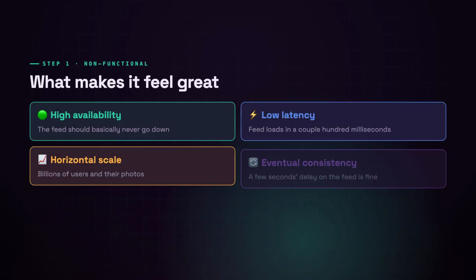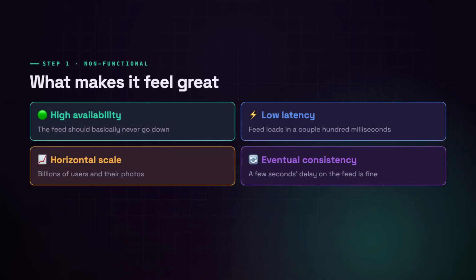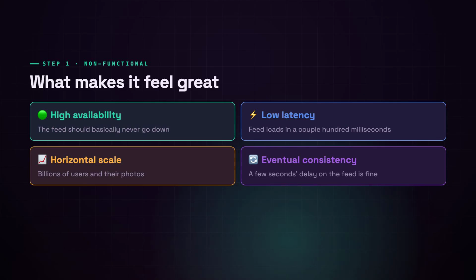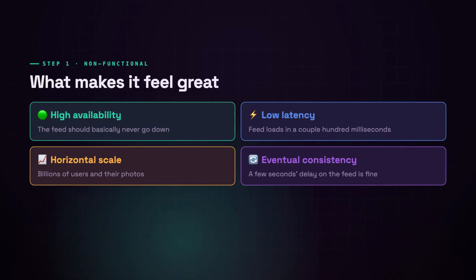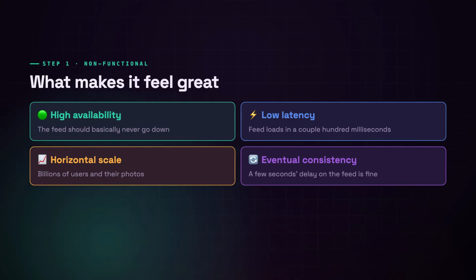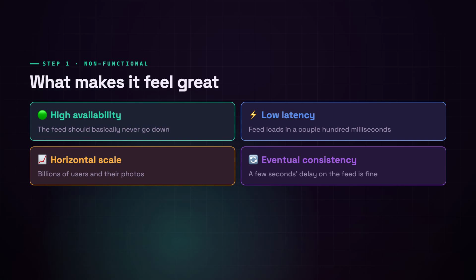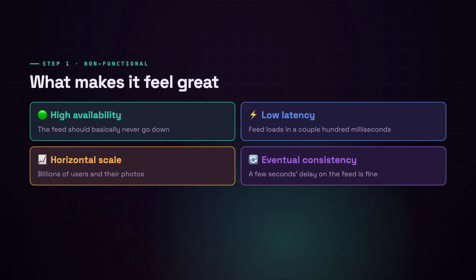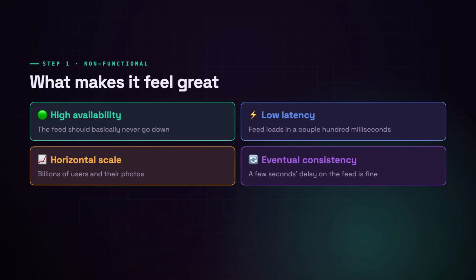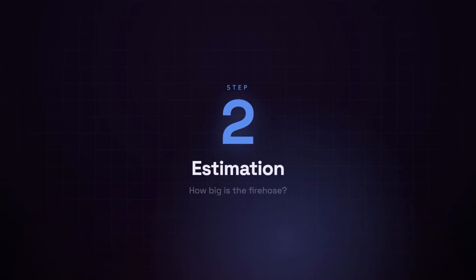Now the non-functional requirements, the qualities that make it feel great. It must be highly available. The feed should basically never be down. It must be low latency. The feed has to load in a couple hundred milliseconds. It must scale horizontally to billions of users and their photos. And here's a key one for the feed: we can accept eventual consistency. If your friend's brand new post shows up a few seconds late, that is completely fine, and that flexibility buys us enormous scale.